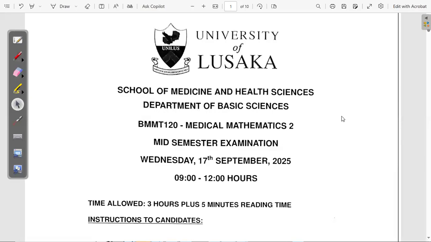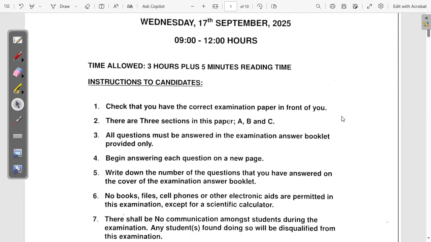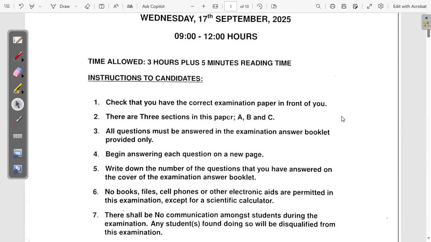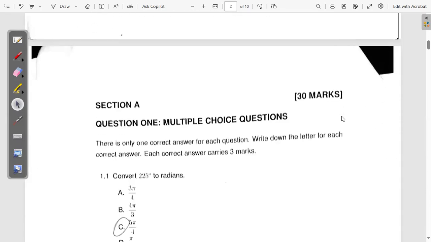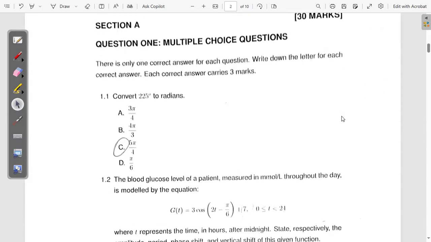Welcome to this video. Today we are going to be looking at questions from the mid-semester exam for Medical Mathematics 2. This exam paper has three sections. There's Section A, which is multiple choice, Section B for short answers, and Section C for long answers. We're going to answer all the sections in this paper. Let's start from Section A.